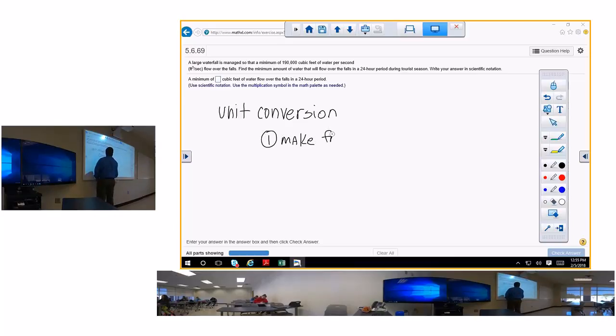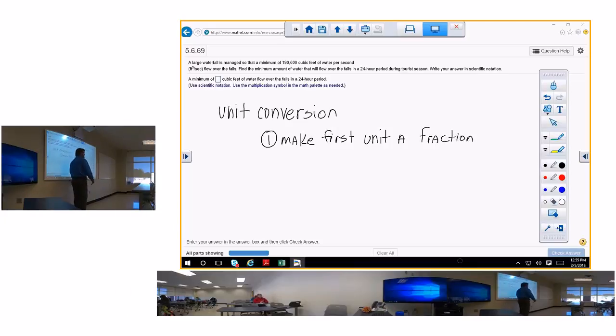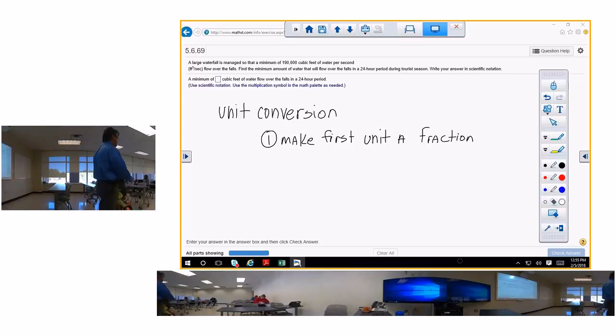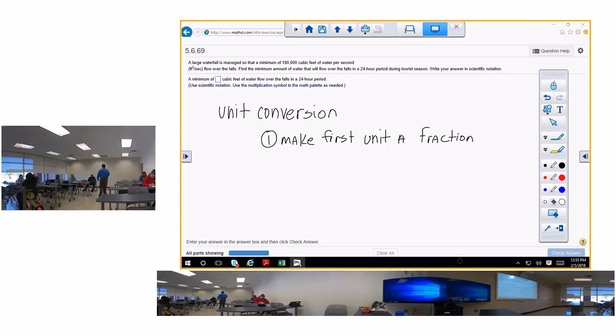Number 1, make first unit a fraction. Usually you can do this by putting it over 1, unless they tell you something different. Like if they told you 190,000 every 2 days, then it would be 190,000 over 2. But they don't do that. They say 190,000 per what? How many seconds? 1. So you're going to make that 190,000 over 1.